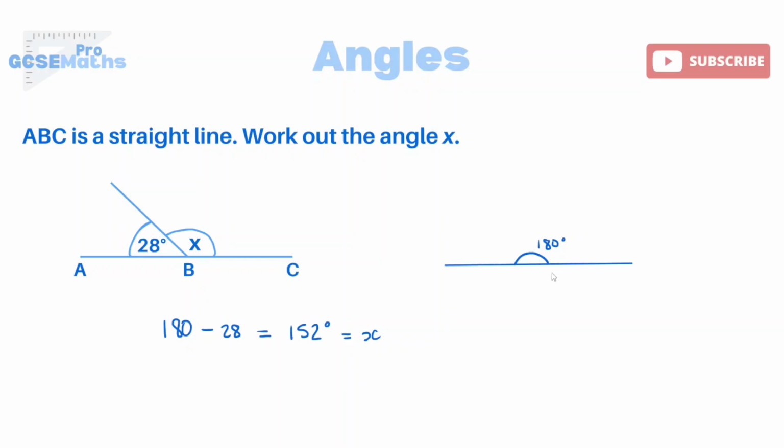So you do need to memorize this information. The angles on a straight line add up to 180.